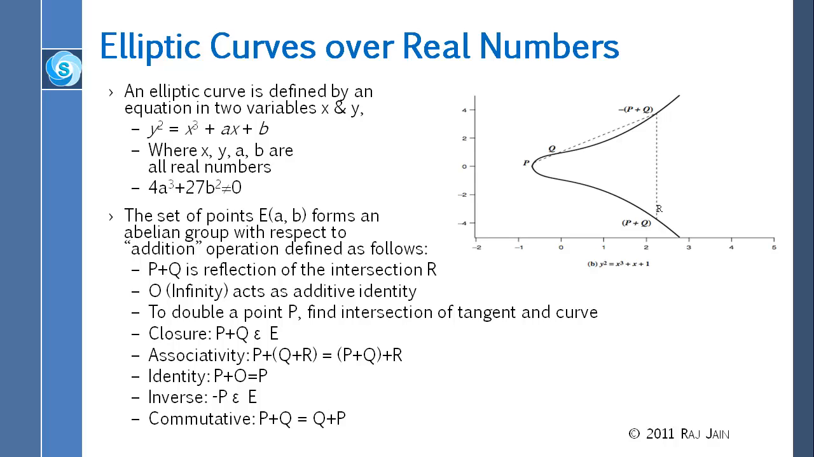Now, if you define P plus Q that way, then with the plus operation, this whole set of numbers makes an abelian group with plus operation.